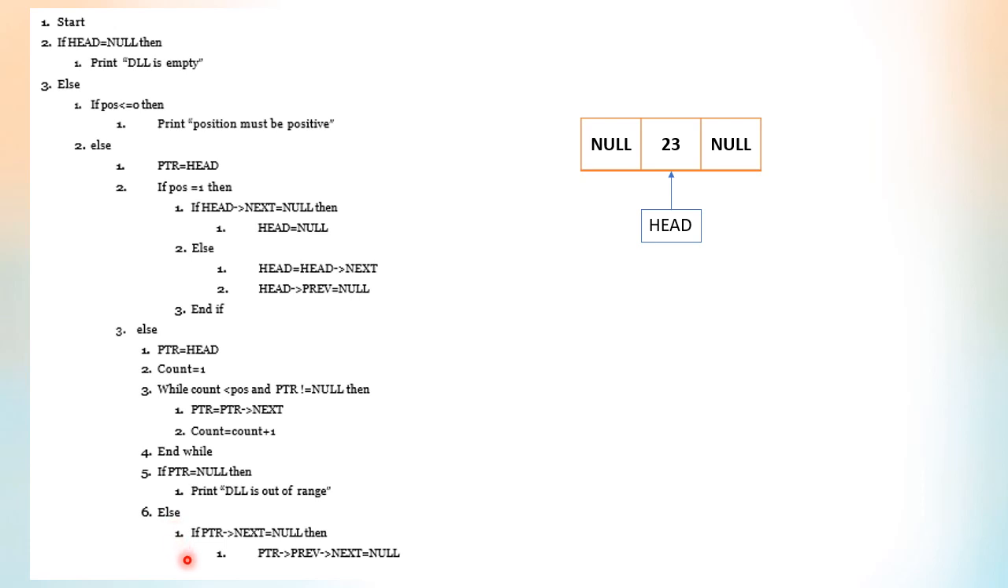And in the else case, if pointer next equals null, that is, if the node to be deleted is the last node, then pointer previous next is equal to null. That is, to delete the last node, you can use this statement as we discussed in the previous algorithm. Else, in this else case, we are considering the deletion of a node in between the first and last nodes. If any of the nodes in between is to be deleted, you can use these two statements.